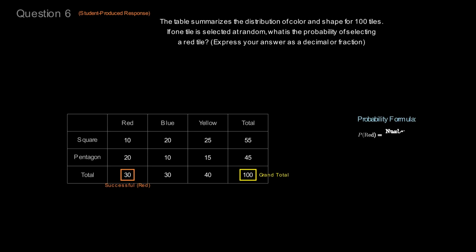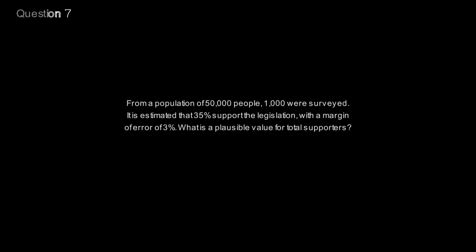Now, substituting these values into our formula gives us 30 divided by 100. By simplifying the fraction, we can cancel out the zeros to get 3/10, or by writing it as a decimal, it equals 0.3. Both 3/10 and 0.3 are correct answers to grade in. Let's look at question 7.